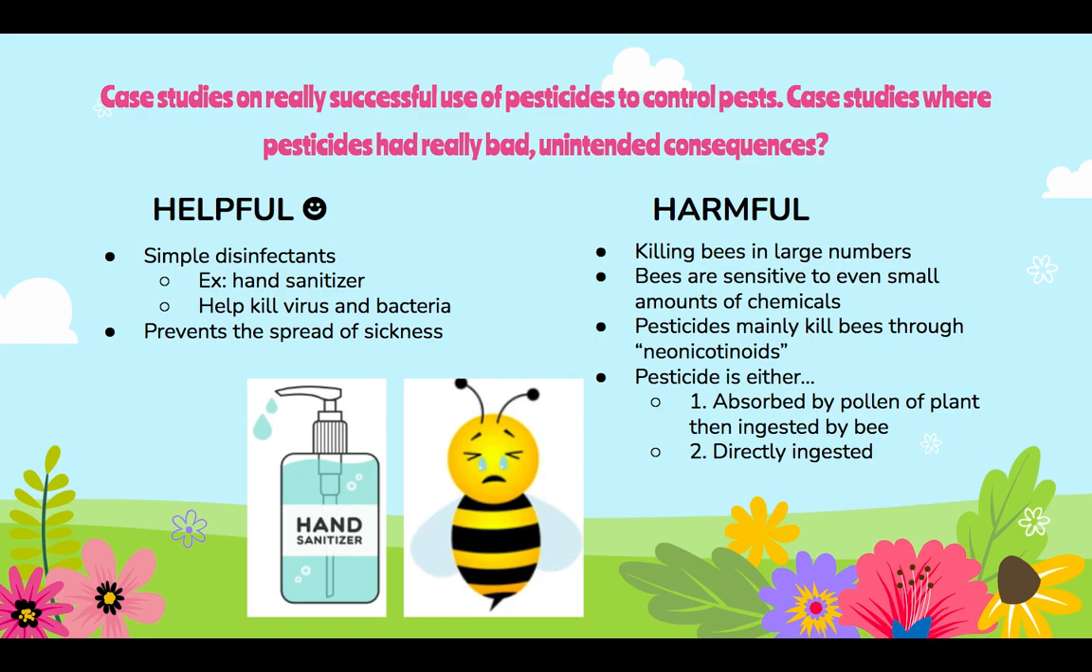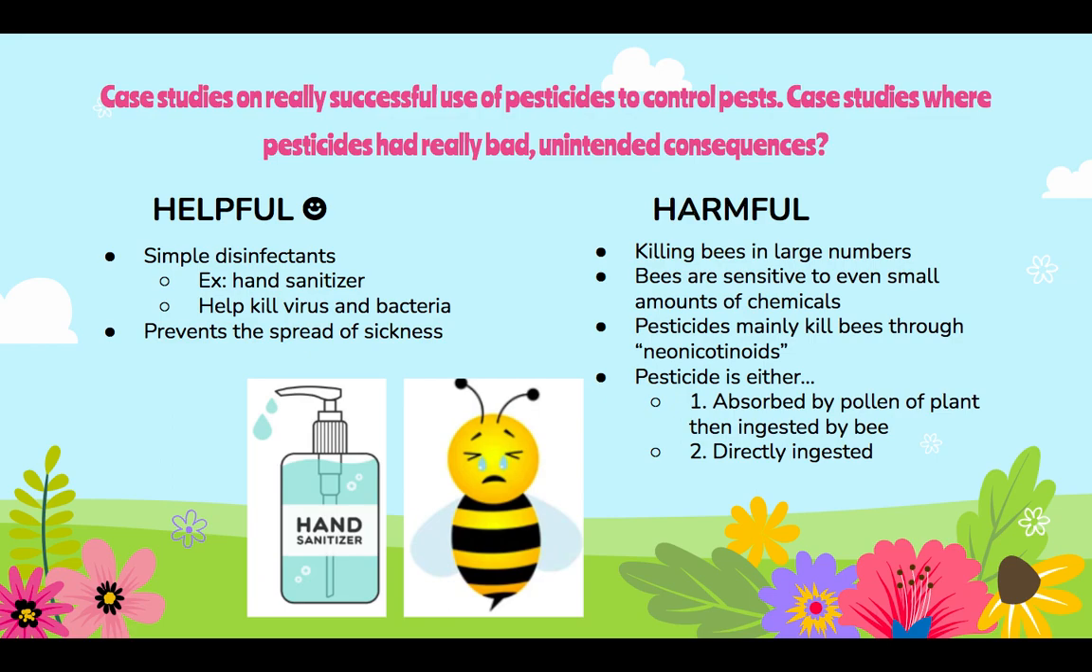Different case studies give us different examples of pesticides being either helpful or harmful. In the helpful case, pesticides help us humans for success in agriculture. We use pesticides for many reasons. One benefit of pesticides usually overlooked are simple disinfectants like hand sanitizer. For the killing of viruses and bacteria, this type of pesticide does not pose a threat to human health or animal health, as it is for the sole purpose of preventing sickness and the spreading of it.